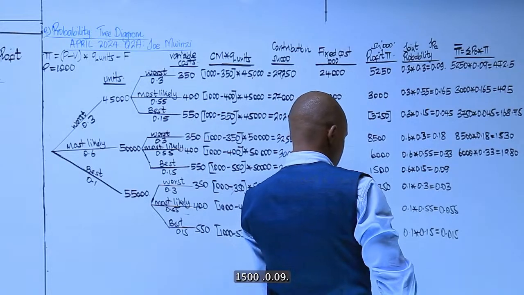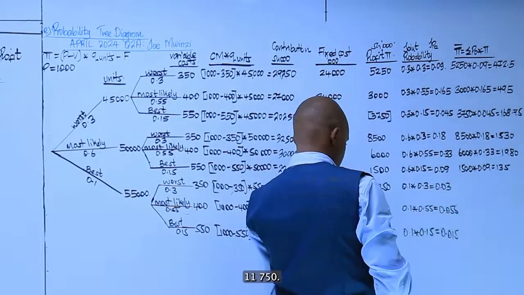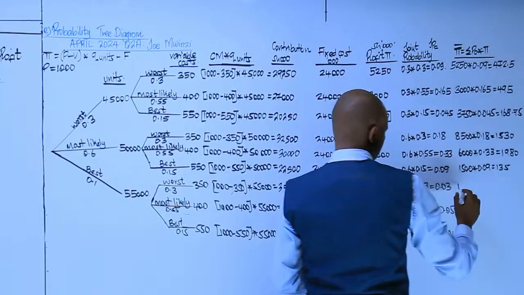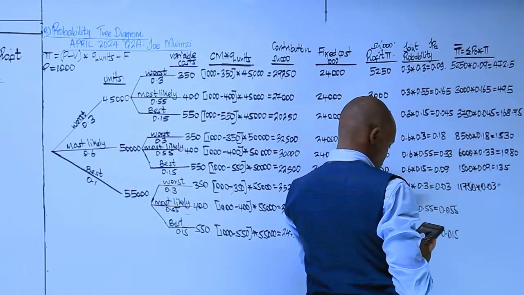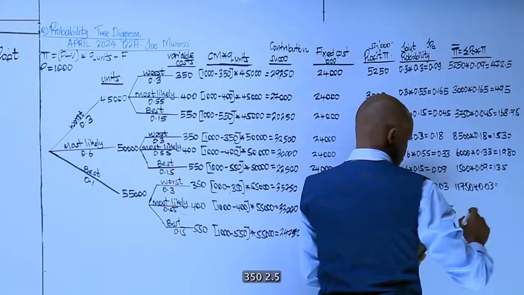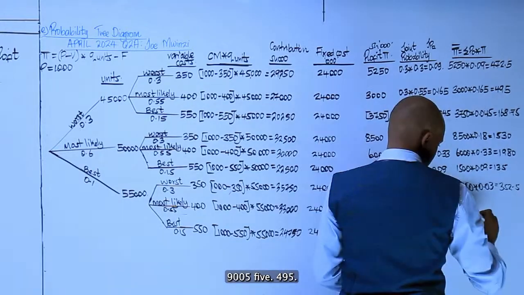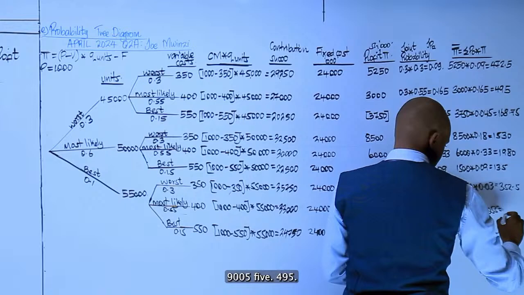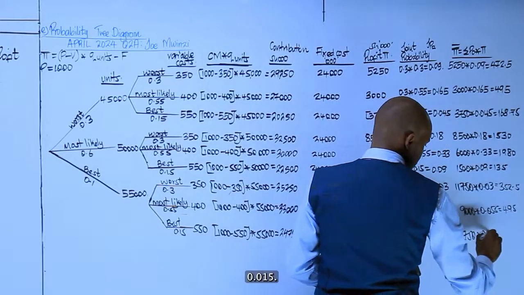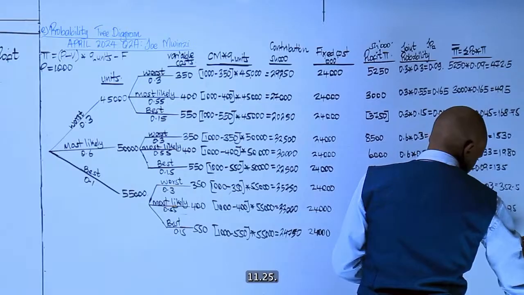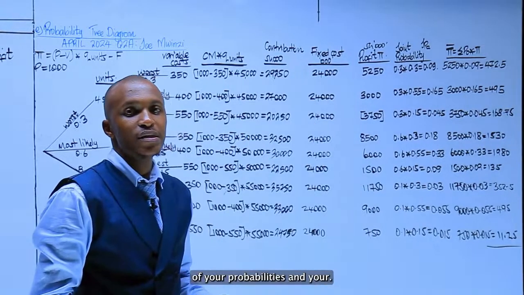1500 by 0.09, 135. 11750 by who? 0.03. 352.5. 9000 by 0.055, 495. 750 by 0.015, 11.25.